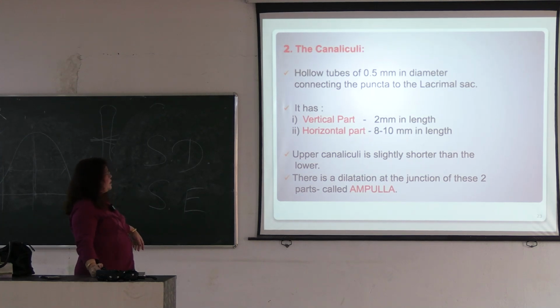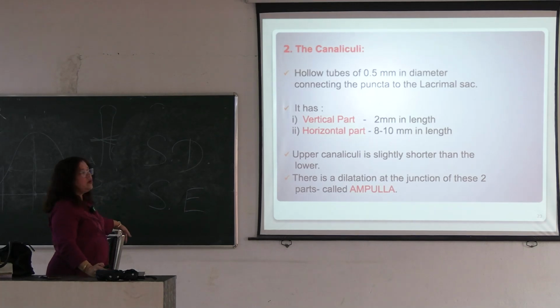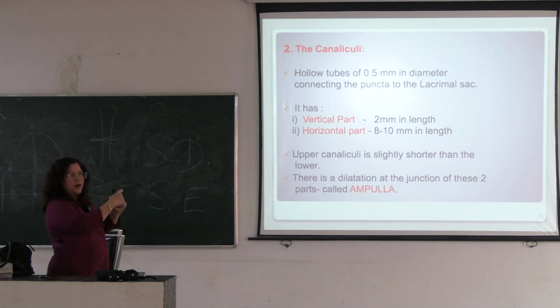the upper canaliculus is slightly shorter as compared to the lower canaliculus. Both the canaliculi are angulated at the junction of the vertical part and horizontal part, where there is a slight elevation that is called the ampulla of the canaliculi.